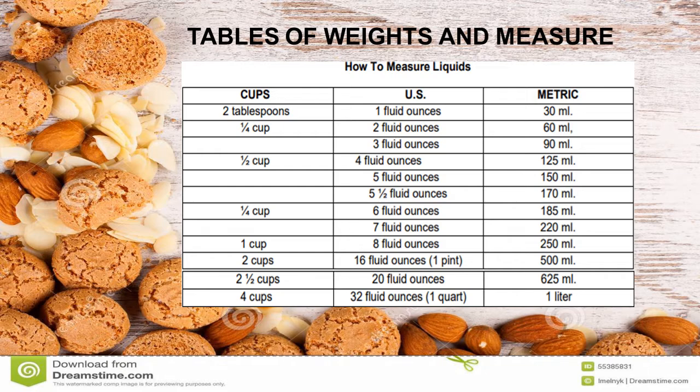How to measure liquids. So this is how you're going to measure liquids in terms of cups, US, and metric measurements. 2 tablespoons equals 1 fluid ounce, equivalent to 30 ml. 1/4 cup equivalent to 2 fluid ounces and equivalent to 60 ml. 3 fluid ounces equivalent to 90 ml. 1/2 cup equivalent to 4 fluid ounces equivalent to 125 ml.